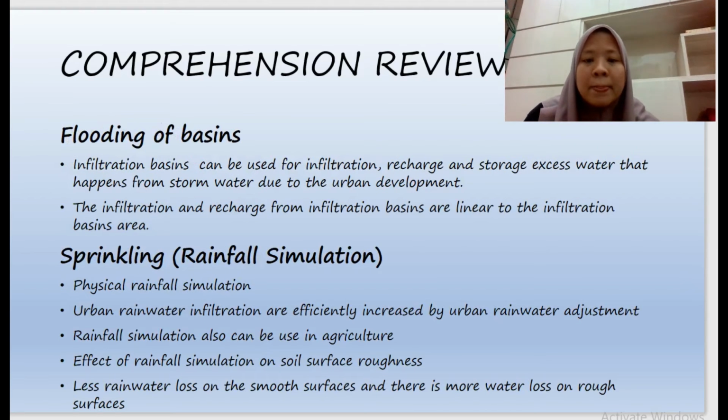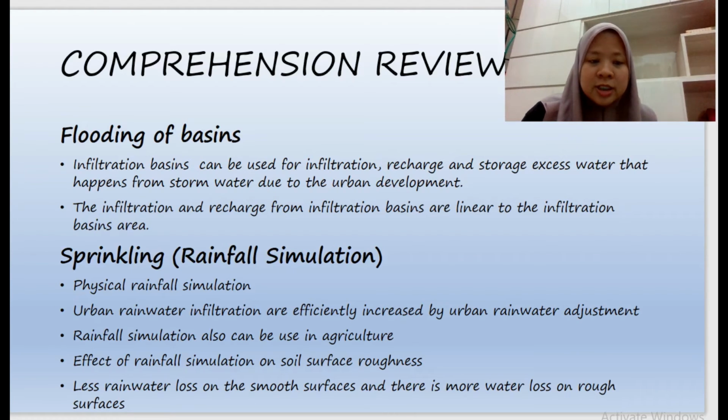Flooding of basins. Infiltration basins can be used for infiltration, recharge, and storage of excess water from stormwater due to urban development. The infiltration and recharge from infiltration basins are linear to the infiltration basin area.